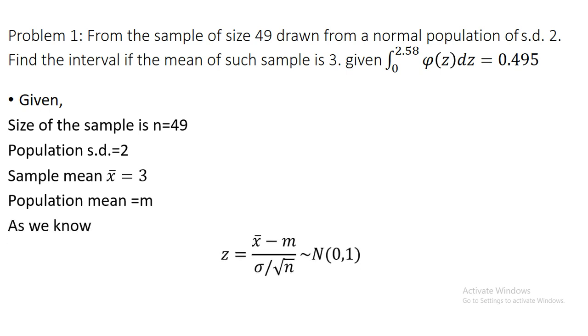As we know, z equals x bar minus m divided by sigma by root n. Now this formula is valid only for a large sample, when the sample size is greater than 30. So z equals x bar minus m by sigma by root n. Here the random variable is x bar. So z will be a new random variable, a new statistic. Since we are studying statistics, z is a new statistic which follows the standard normal distribution with mean 0 and standard deviation 1.